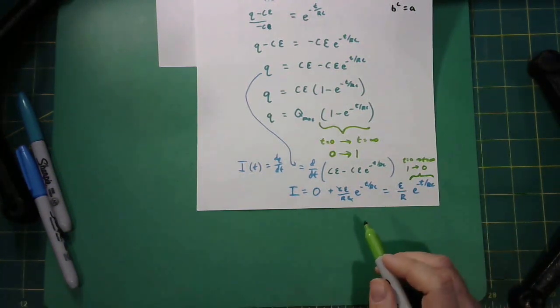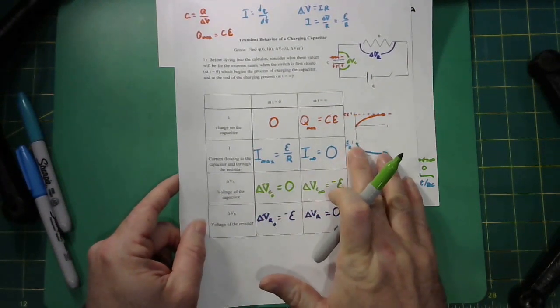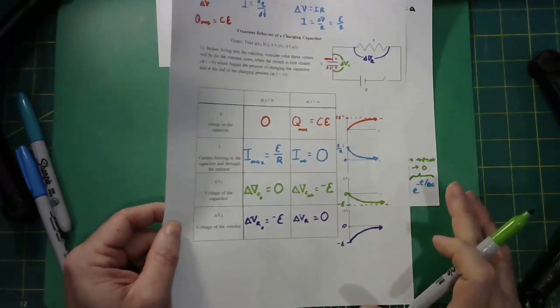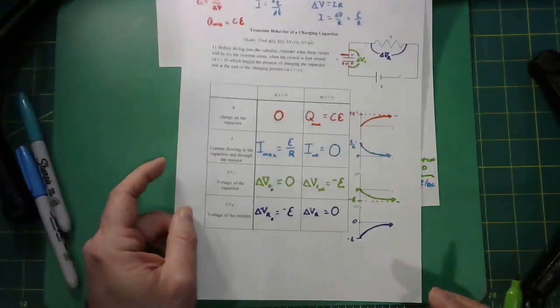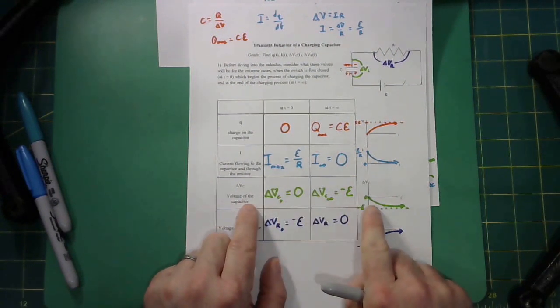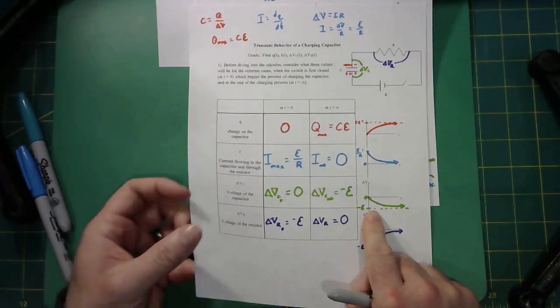Okay, and that is exactly what we should be getting for current as a function of time here. It should be decaying down like that, from EMF over R to 0. So perfect, that worked out great. Can we find the delta V for the capacitor as a function of time? And you say, yeah, we ought to be able to do that.